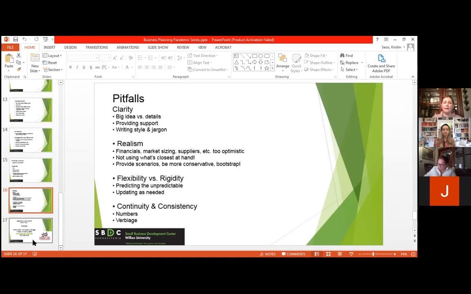Clarity, this kind of goes back to the big idea versus details. I know a lot of people like to tell their life story in a business plan or why they're opening this business, but you really want to use the factual data, and then use support. If you're saying this data is known, the industry is expected to grow this much, make sure you cite your source.